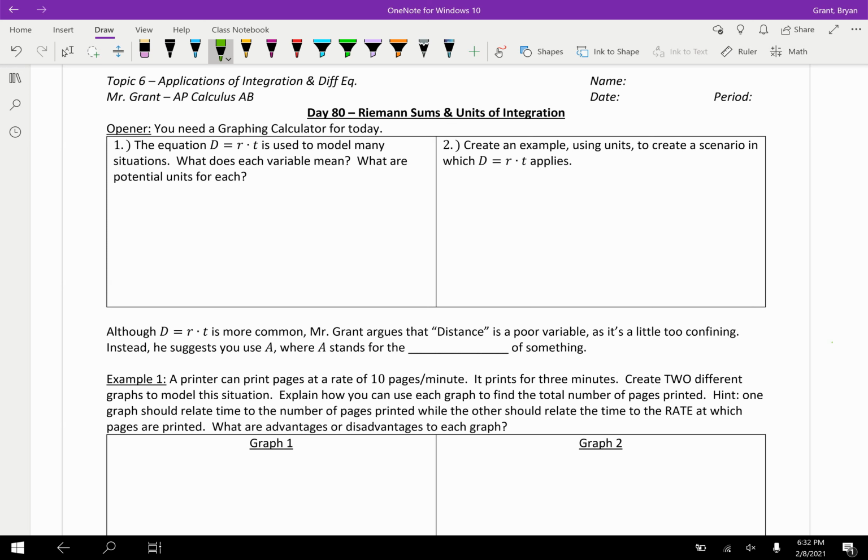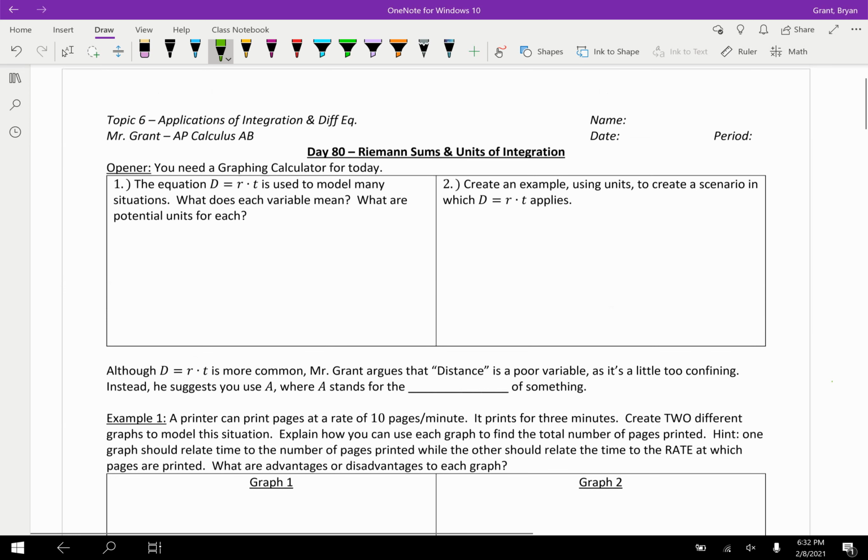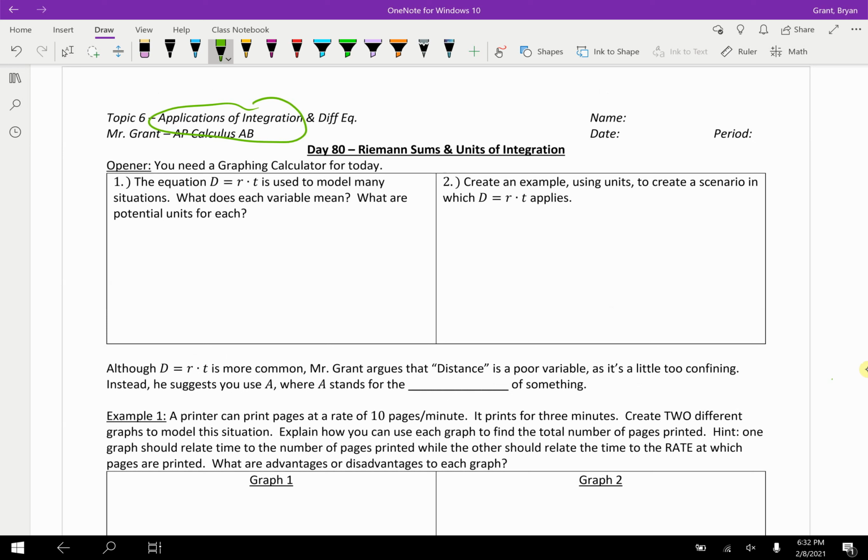Hello, AP Calculus AB. We are back to a new unit and we are ready for some fun. We actually only have 2 units of study left before the AP exam, and both of them are shorter, thankfully, than the last one. This unit or topic is another two-parter. And so you can see our title up at the top is Topic 6, Applications of Integration and Differential Equations.